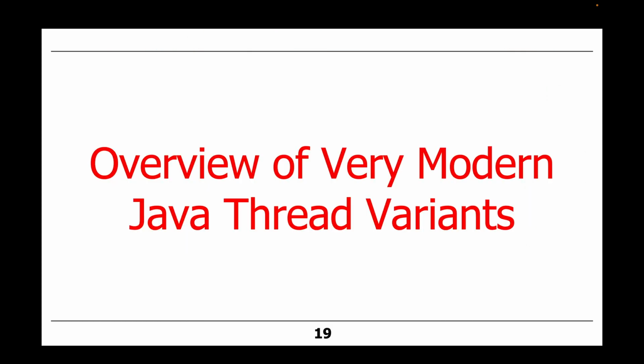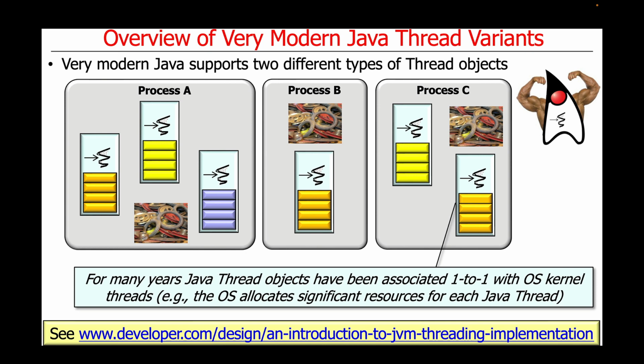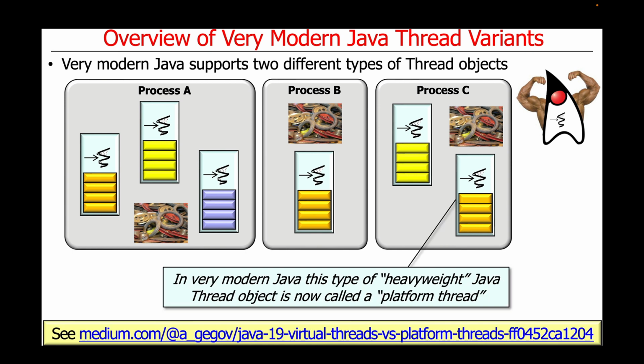We're now going to discuss two different types of thread variants in very modern Java, which is my name for Java 19 and beyond. Very modern Java supports two different types of thread objects. For many years, Java thread objects have been associated one-to-one with operating system kernel threads. In particular, the operating system allocates significant resources for each Java thread, such as a 1 megabyte runtime stack that resides in the operating system kernel.